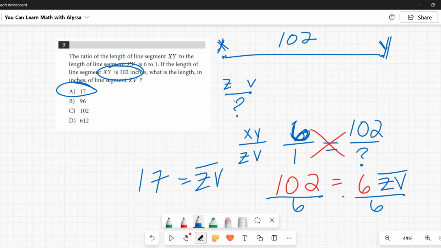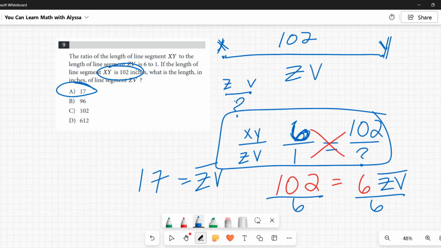Just as a little side note, could I have said the length of ZV to the length of XY? Yeah, then it's just 1 to 6. And you could have done the same thing, replace XY with 102, and again, solved by cross multiplying, you get the exact same thing, 1 times 102, 6 times ZV. Again, apples to apples, same things on top, same things on bottom, you can get the answer. It doesn't matter if it's the other way around.